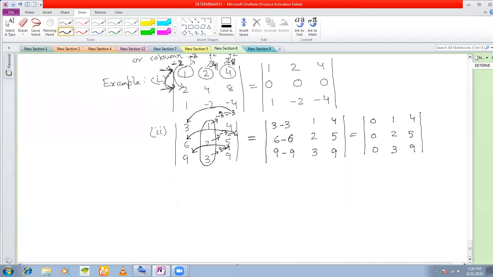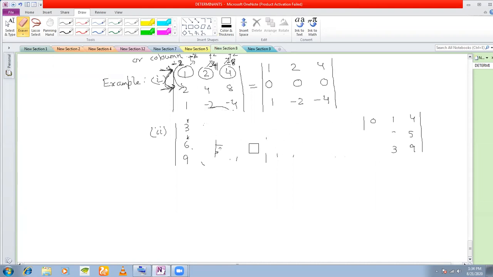No, sir. Can you explain once more? That's what I'm doing. Let me erase this. Say I give you this determinant: 3, 6, 9, and I give you 1, 2, 3, and I give you any other column, say 2, 3, minus 1.